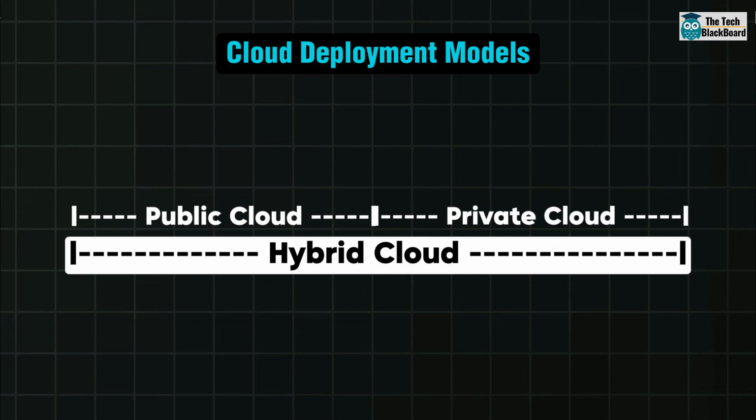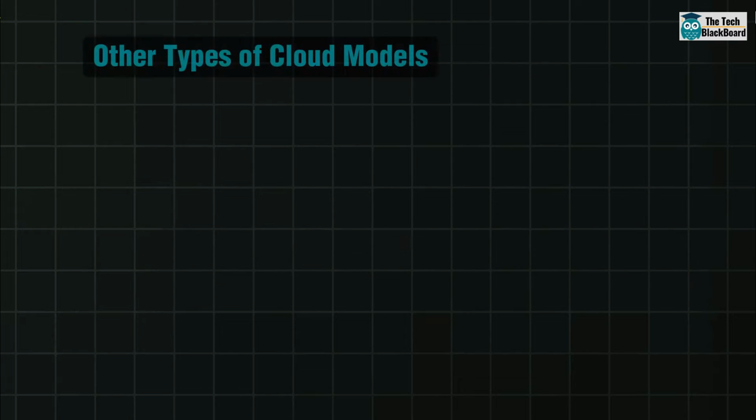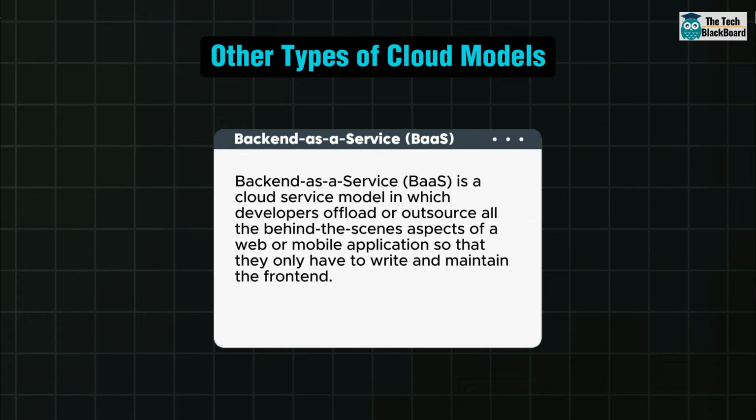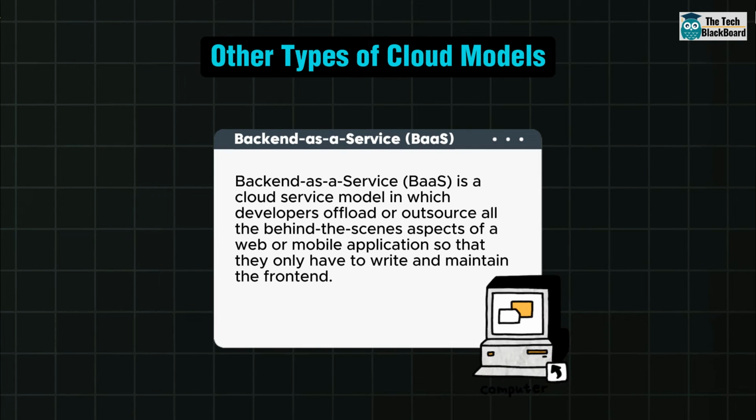So are these the only types of cloud? Well, yes, if you talk on a very high level, but when you take a little deep dive, there are many more. Let me quickly list down the other major ones. I will not go into details as this is out of the scope of a fundamentals course, but of course you should know all of them. So here comes the first one, which is called BaaS or backend as a service. BaaS is a cloud service model in which developers offload or outsource all the behind-the-scenes aspects of a web or mobile application so that they only have to write and maintain the front end. For example, simply calling an API for authentication and storage without having to worry about the implementation or infrastructure.